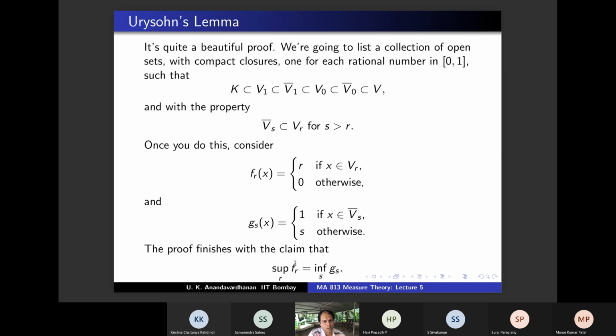And all the other VS bar, everything else is contained in V0 closure, no? Because VS bar is contained in VR whenever S is bigger than R, and everything is bigger than 0. So everything else is contained in V0 closure. So can you say that support of GS is contained in V0 closure for whatever S you have?